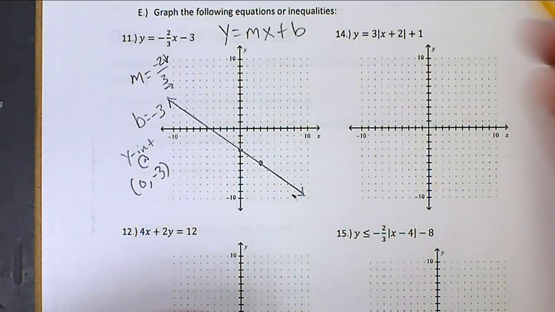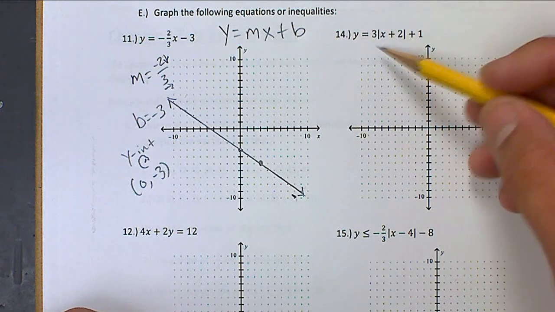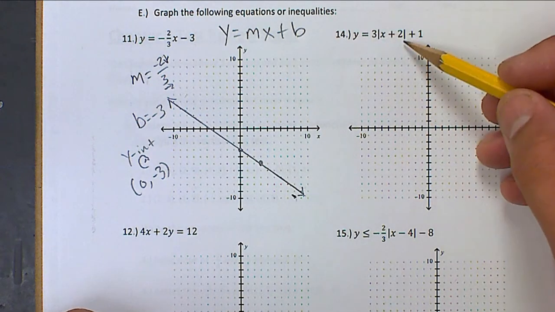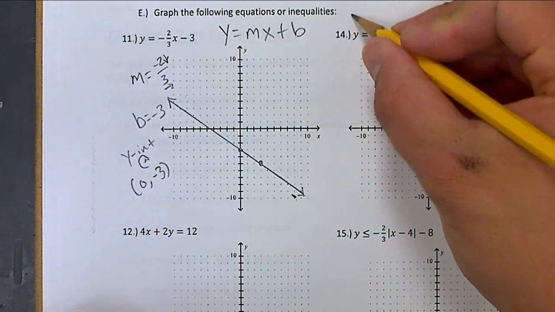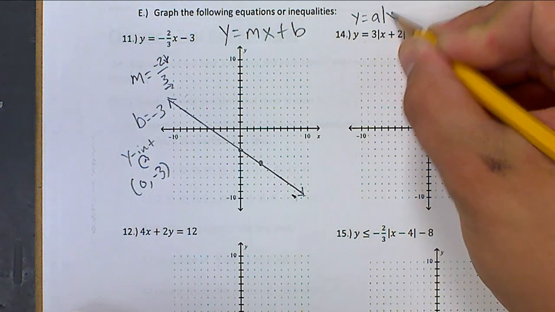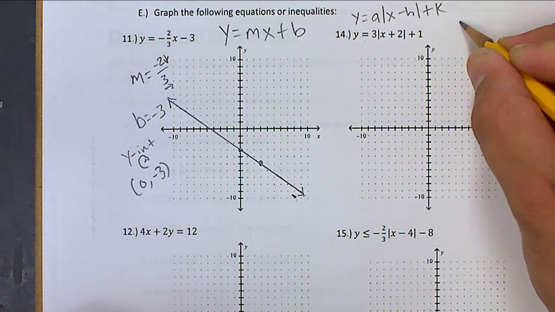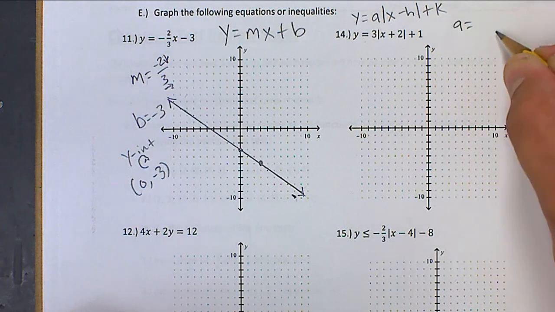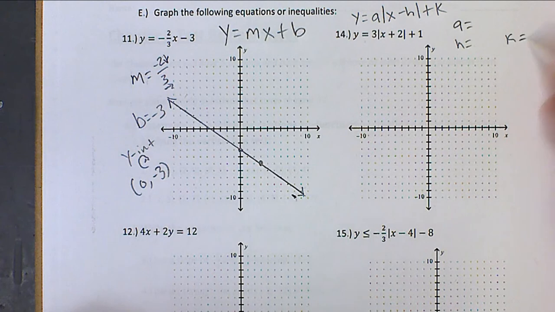Number 14, we have an absolute value equation. What I mean by an absolute value equation is I see these absolute value signs and it happens to be an equation because there's an equal sign. This follows the form y equals a times the absolute value of x minus h plus k. First step you do is find what a, h, and k are.